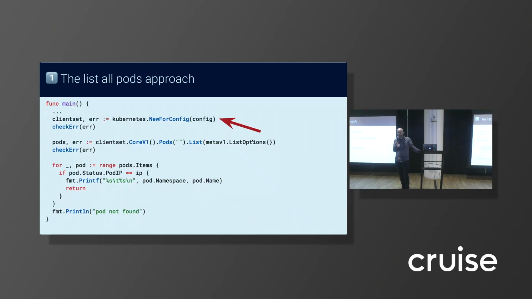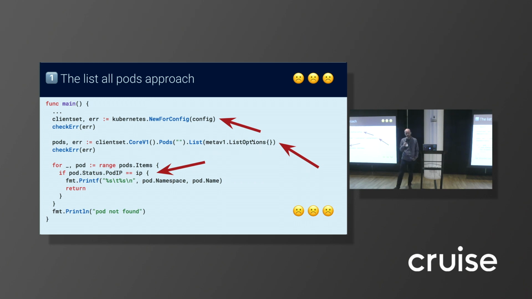We're doing the same thing, right? We have a main, we parse a config, and then we build a client. Then we list all pods, and we loop through every single pod and check to see if its IP address matches the IP address that we're trying to find, and if so, we output the pod. I'm going to give this approach 3 frowny faces. This is not a good way to find pods by their IP address.